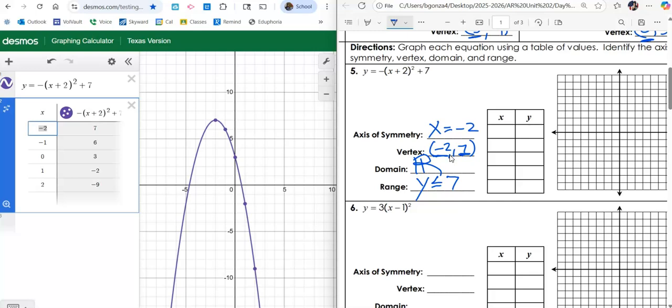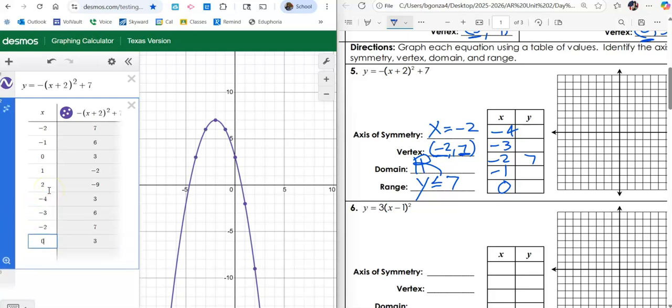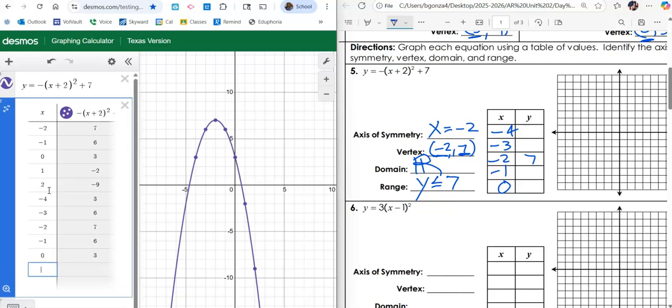Now, real quick, where does negative 2, 7 go on this table? In the middle. We said this Wednesday. Say it again. Negative 2, 7. Right here. What's lower than negative 2? Negative 3, negative 4. What's greater than negative 2? Negative 1 and 0. Go to your table and type that in. Negative 4, negative 3, negative 2, negative 1, and 0.